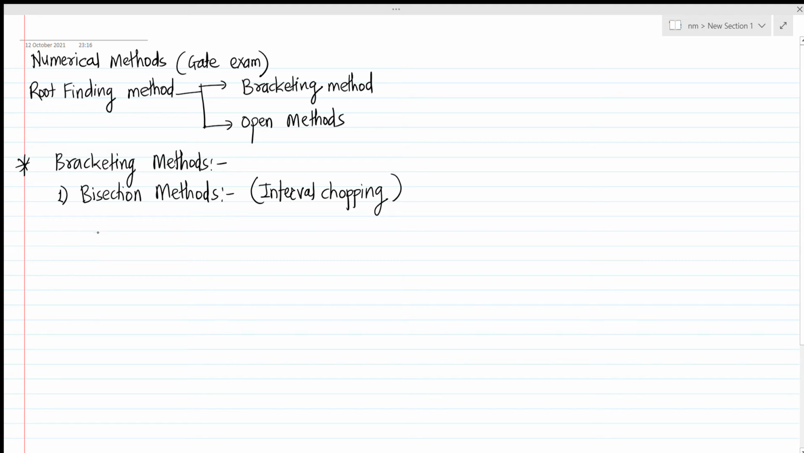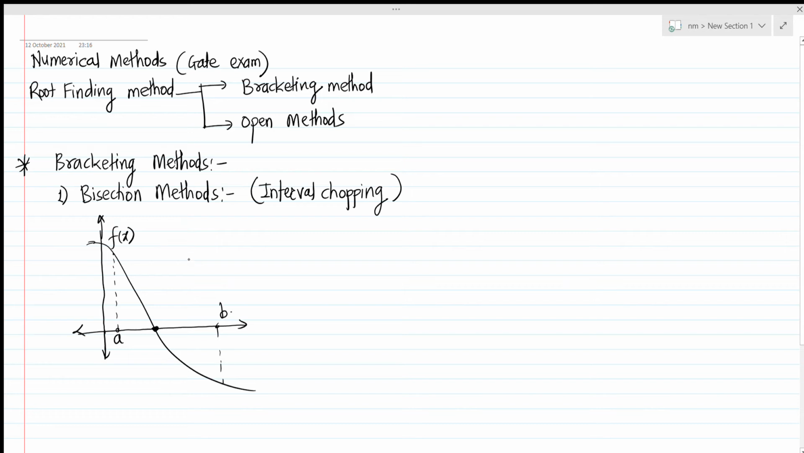So what is the procedure of the bisection method? Consider the function f of x, and it has a root x. It is a very simple method. Consider 2 points A and B such that the real root lies between the two values.